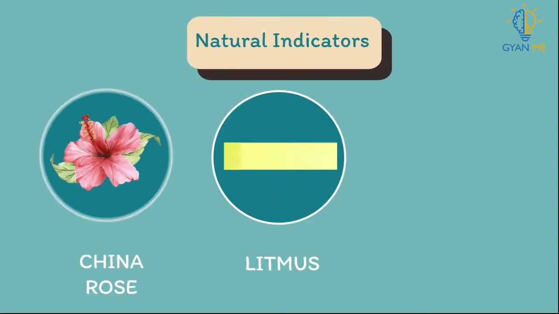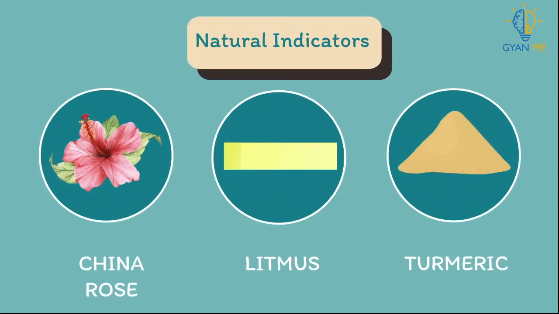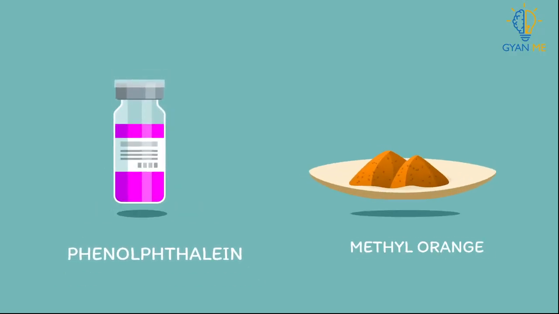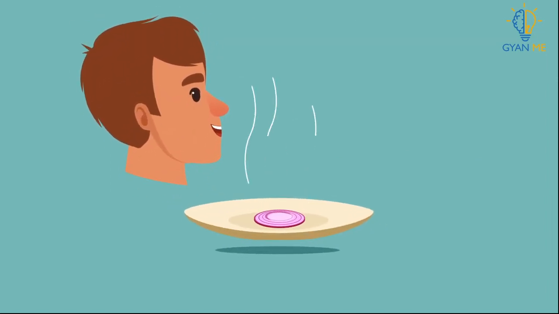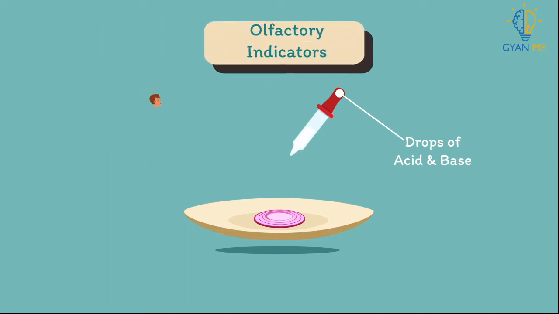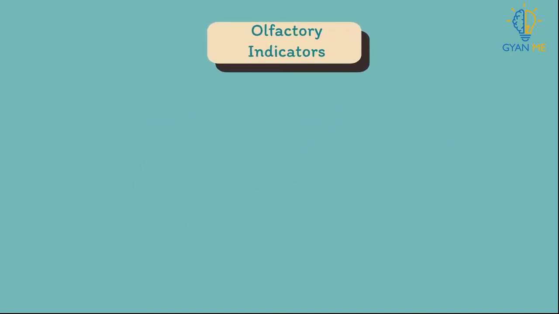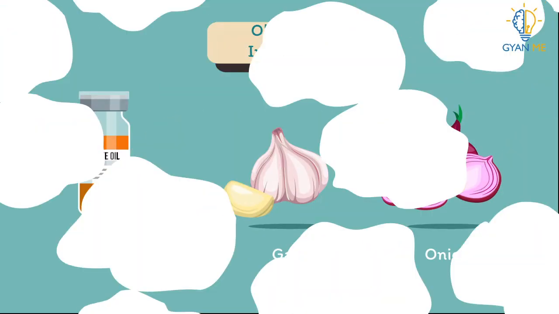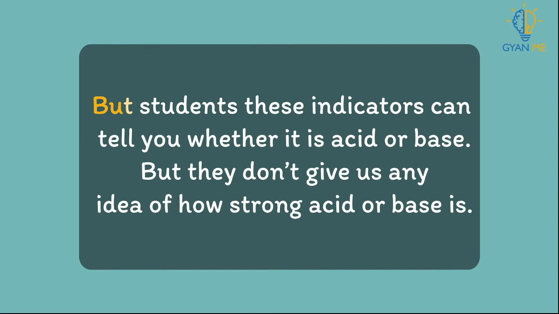Like litmus paper, China rose, turmeric, etc. are natural indicators, while phenolphthalein and methyl orange are synthetic indicators. Some indicators which change their smell on reacting with acids or bases are called olfactory indicators. Example, clove oil, garlic, onion, etc. But students, these indicators can tell you whether it is acid or base, but they don't give us any idea how strong the acid or base is.